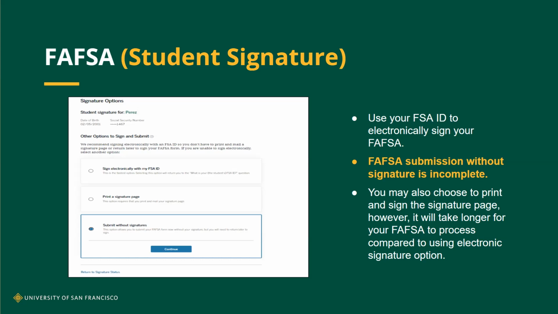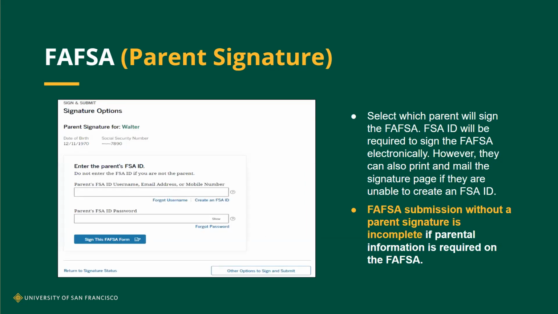If you choose not to use your FSA ID to electronically sign your FAFSA, it may take a couple of weeks for the signature page to be processed by the Department of Education. After you sign the FAFSA, it does require a parent signature, and it must be a parent that is listed on the FAFSA. If your parent is eligible to create an FSA ID, they can go ahead and use their FSA ID to electronically sign the FAFSA.